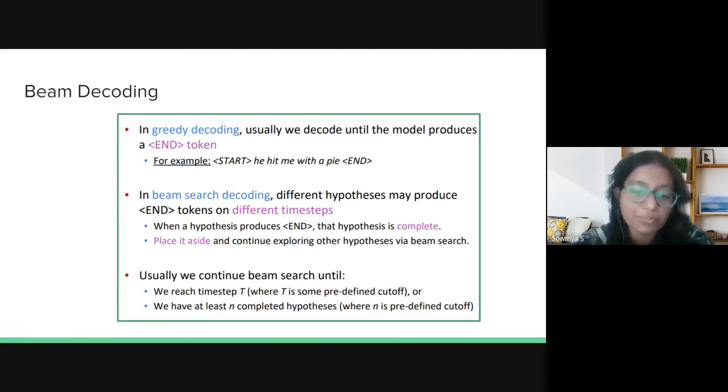you're not going to be able to compute anymore, or you can't afford to, or you have at least n completed hypotheses, where n is a predefined cutoff, because you at least need one thing to come to n, right? So then you have, say, 2-3 sentences, and then you can decide which one to decode. So you can imagine this beam search decoding has a much higher guarantee of finding a better translation.